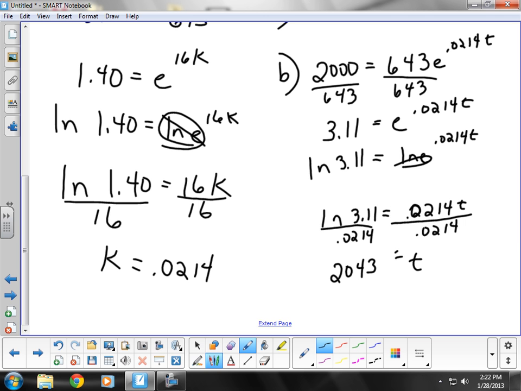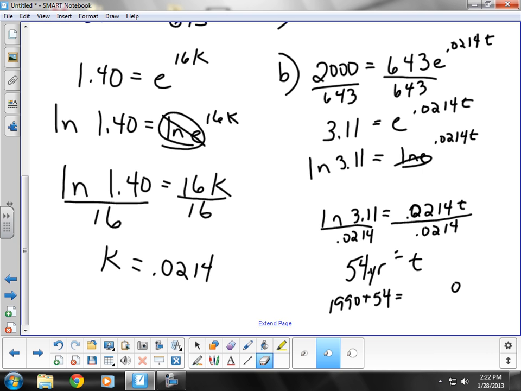You got 2,043 when you divided that? Or is that what you got after you added the number back to 1990? Okay, so you got 54.03, so it's 54 years. Now remember, t was the number of years after 1990. So you have to take 1990 and add 53 to it. You got 53, not 54? Huh? Because it was 2,000 million to get 2 billion.